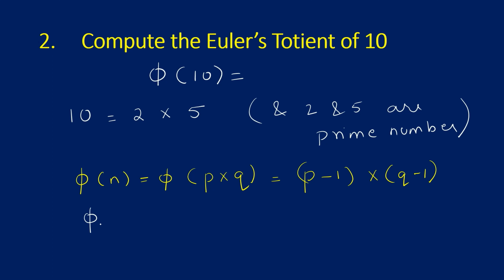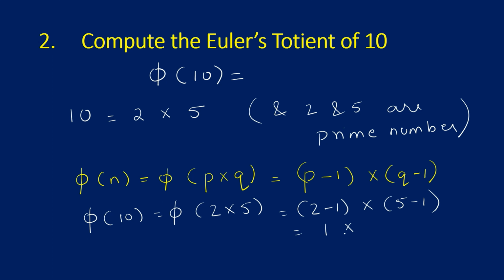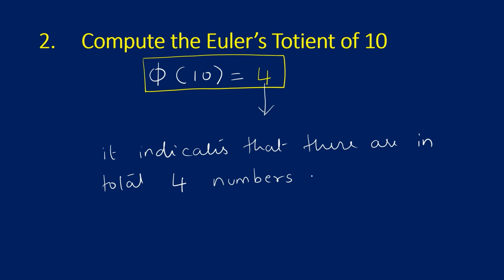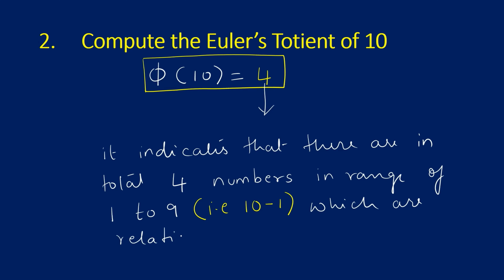Therefore, the Euler quotient of number 10 is given as Euler quotient of 2 into 5, that is 2 minus 1 into 5 minus 1. So 2 minus 1 is 1, 5 minus 1 is 4, and the answer is 4. Therefore, the Euler quotient for number 10 is 4, and it indicates that there are in total 4 numbers in range of 1 to 9. Now why 9? Because the last number into consideration is always n minus 1, that is 10 minus 1, which is 9. So there are 4 numbers in the range of 1 to 9 which are relatively prime to 10.